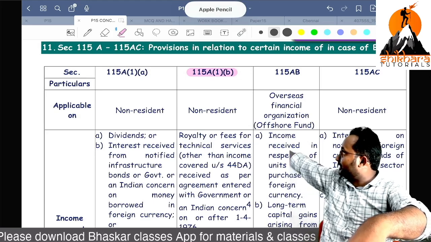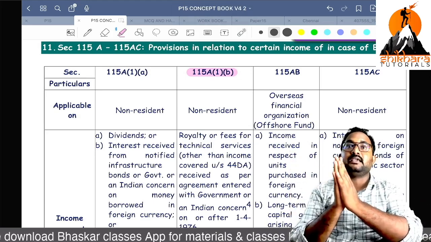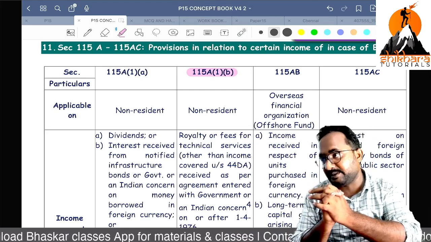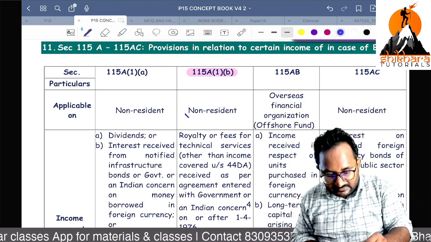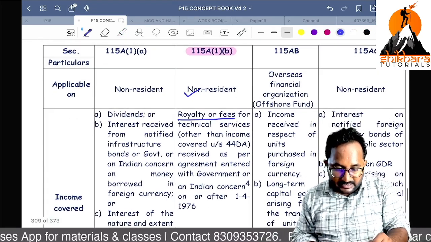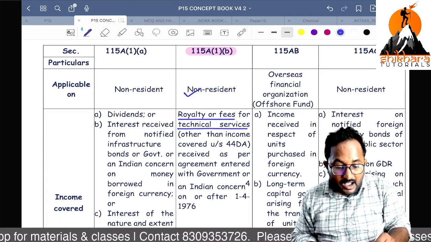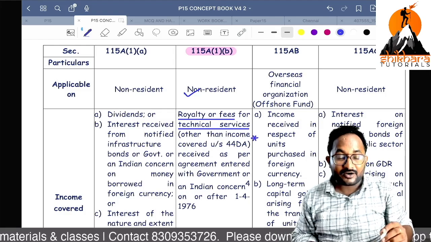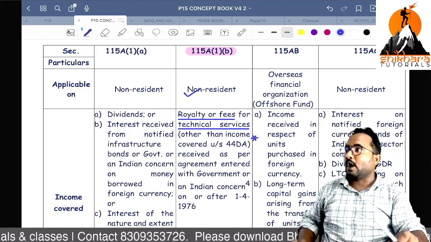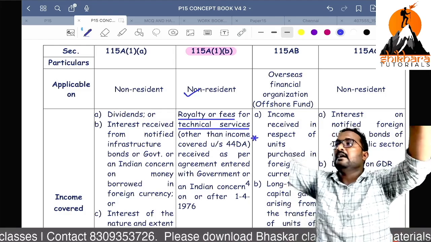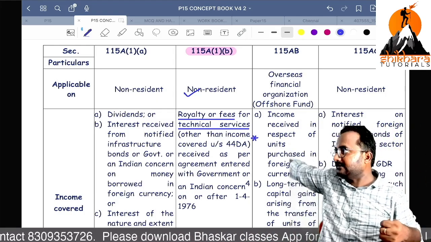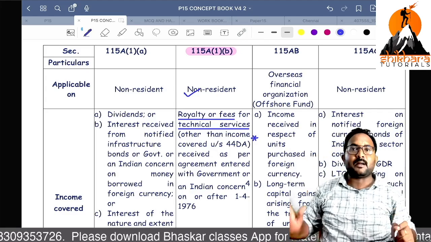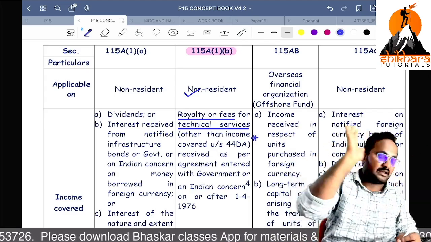One income I want to take in the second section: 115A subsection 1 clause B. If an assessee is a non-resident and receives royalty income or fees for technical services income, other than that covered in 44DA, how can you differentiate these two sections? If you provided the services with the help of a permanent establishment in India, it is 44DA. Otherwise, it is 115A subsection 1 clause B.